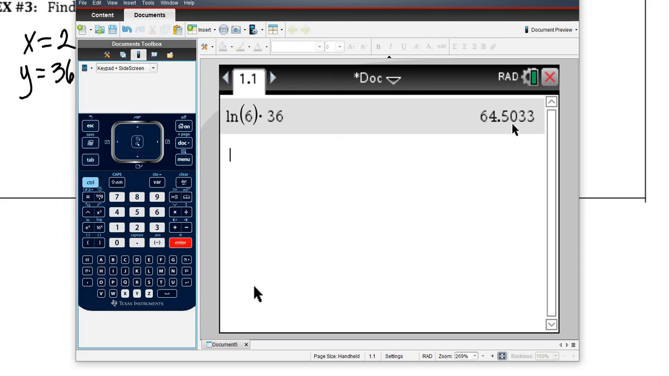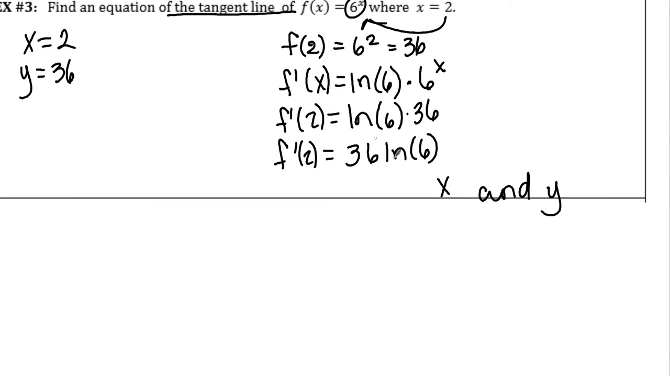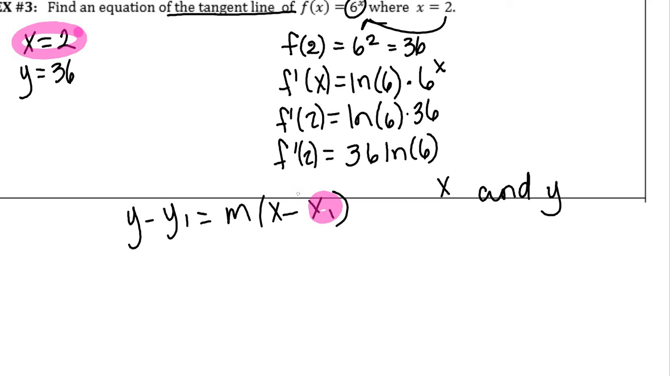And get about 64 point, remember we're going to write through at least 3 decimal places, so I'm going to write 64.5033. And again, in a non-calculator portion, you would not be expected to know that. You can just leave it like that. So my tangent line, remember, is in point slope, so y minus y1 is equal to m times x minus x1. So my x1 was given to me in the question. The y1 we figured out by plugging it into the original function, and then my slope, which is my m in this case, we figured out by plugging it into the derivative.